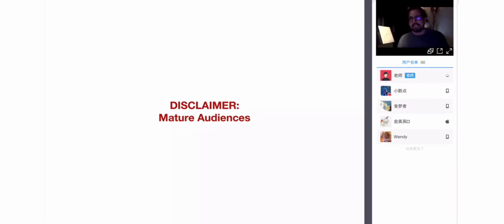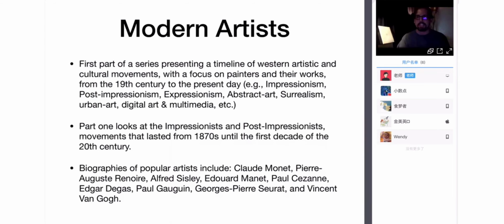Before we go any farther, I have a little bit of a disclaimer. These are paintings that deal with mature themes. So be forewarned that some of these great works of art do feature nude imagery.